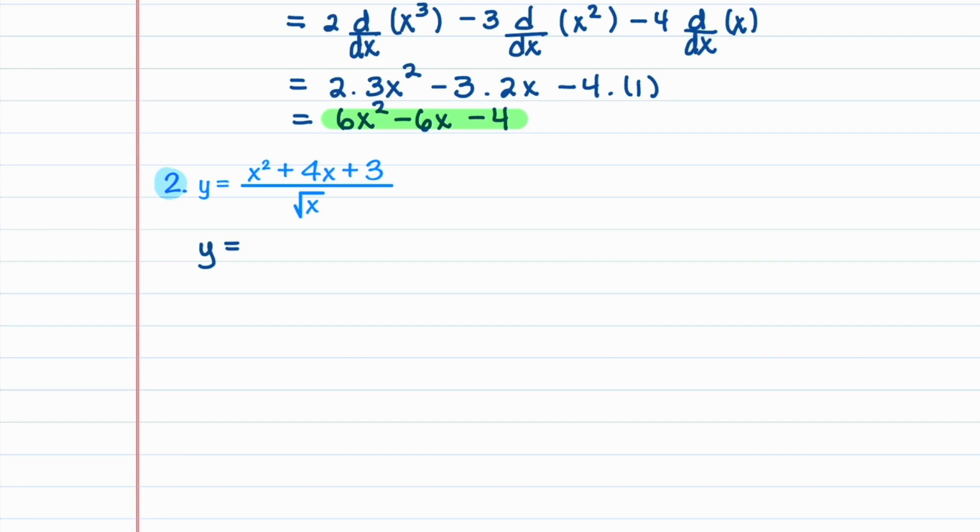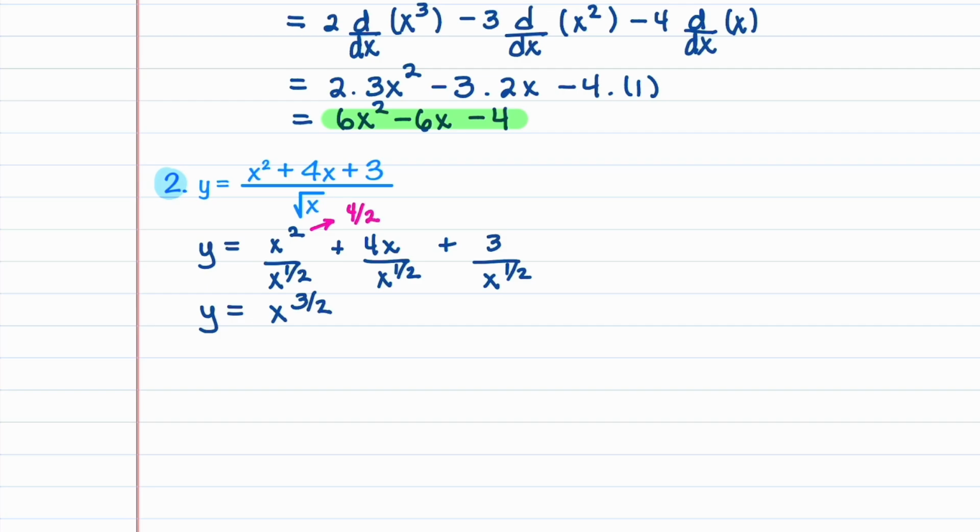This gives us y is equal to x squared divided by x to the 1/2 plus 4x divided by x to the 1/2 plus 3 all divided by x to the 1/2. We can split this up because we only have one term in the denominator. Let's now rewrite this. This is y is equal to x to the 3/2. I got that because we can think of 2 as 4 divided by 2, and then we just took 4 and subtracted 1. And then for our next term, we have 4x to the 1/2.